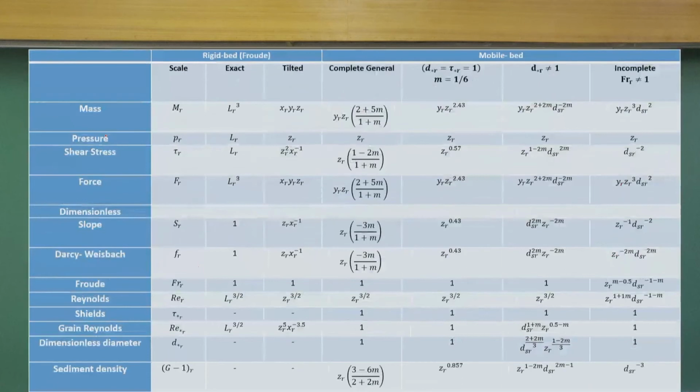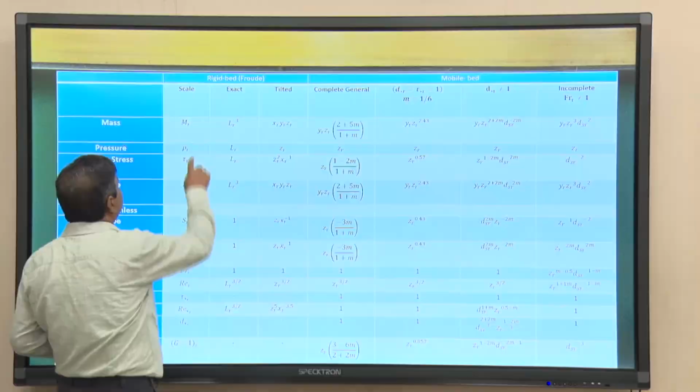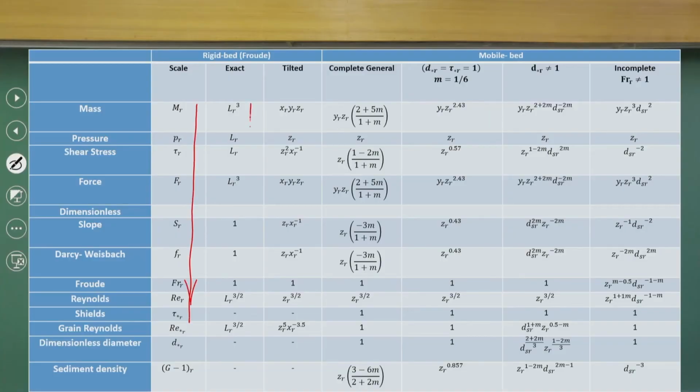And if you look at the next ones, the mass, the pressure, the shear stress, force, and the dimensionless numbers like slope, Darcy-Weisbach f values, Froude number, Reynolds number, Shields numbers, grain Reynolds numbers, dimensionless diameters. Okay, these types are dimensionless, and the sediment densities. Okay, if you look at that, I just want to encourage you to do self readings on these chapters to know what the scales are, and the exact and the tilted case.